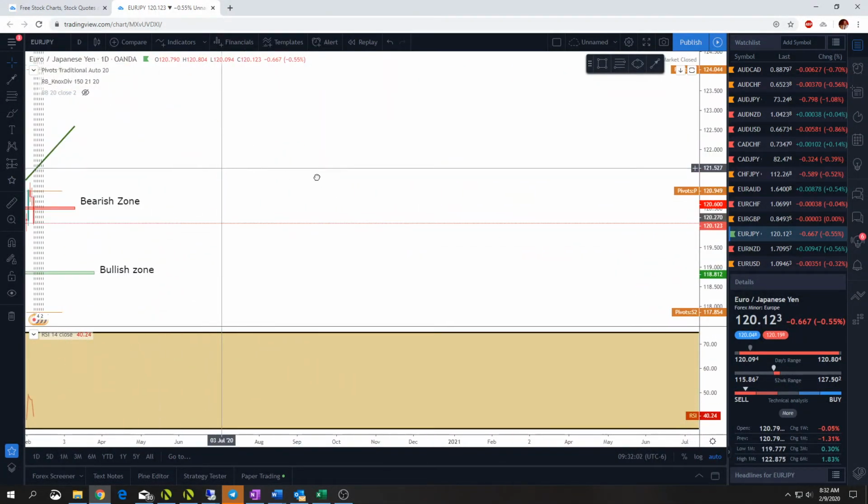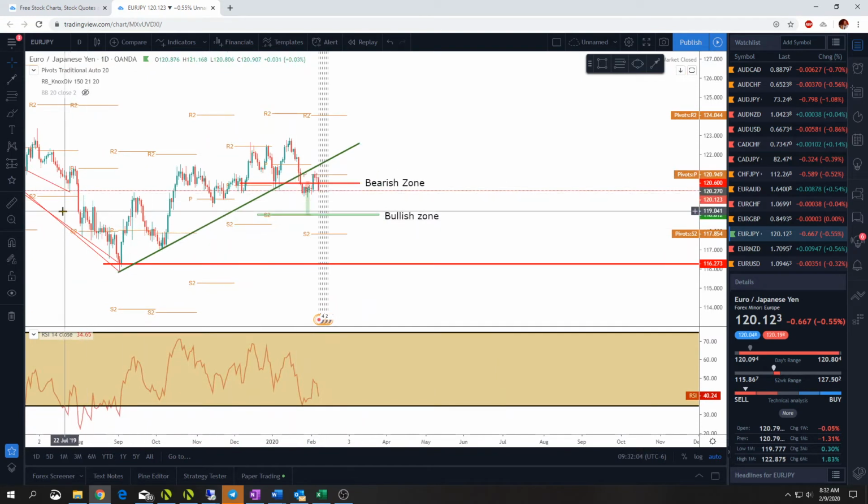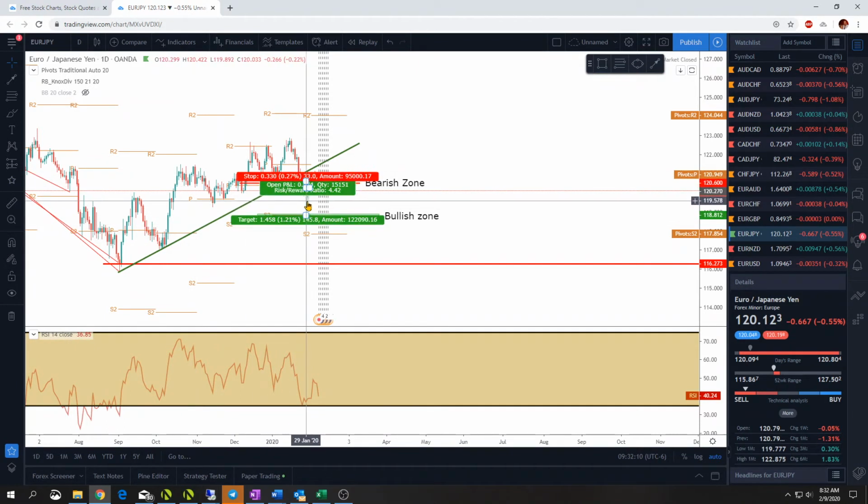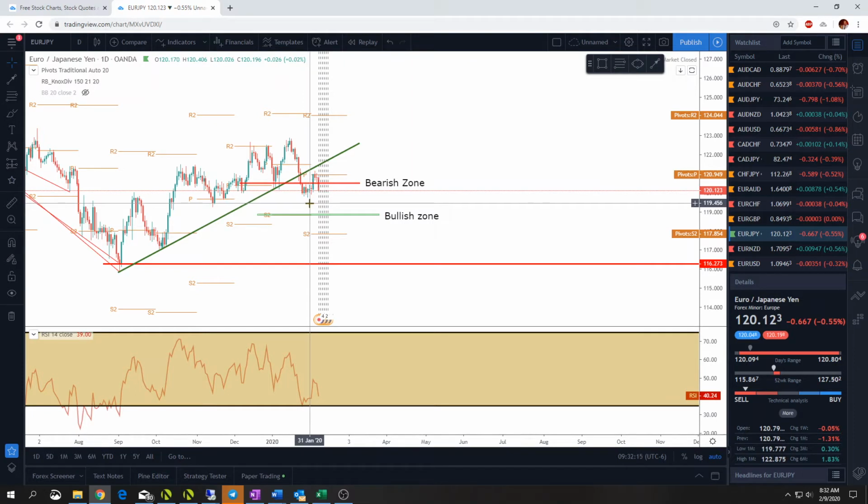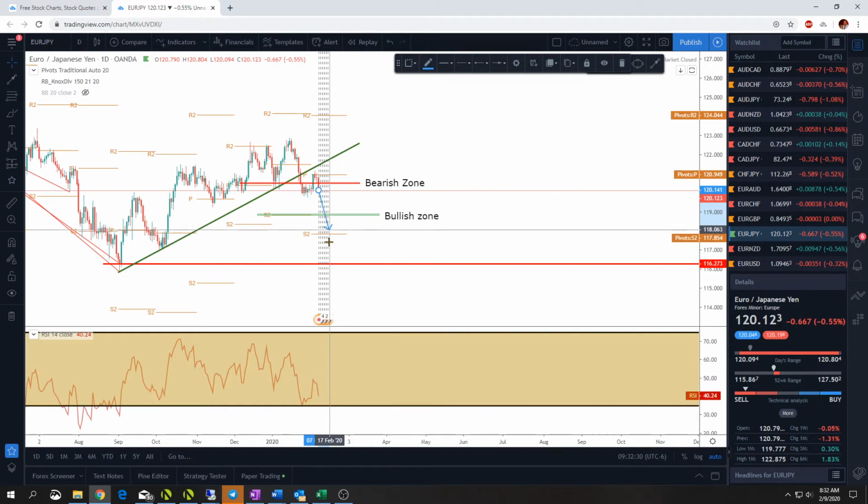Euro, GBP, Euro, oh man, Japanese yen. So we had a break of this trend line. We took a trade and it did not work out for us. So now it's back to where we opened that trade, hit the pivot. I think this thing's going to continue all the way down to at least there, possibly all the way down to here.